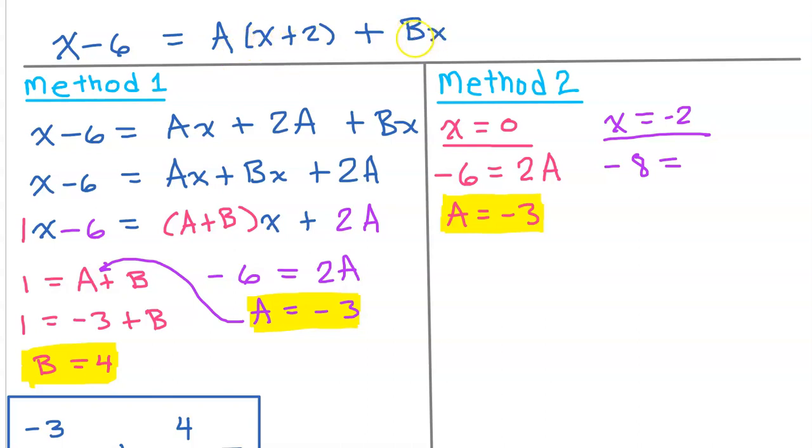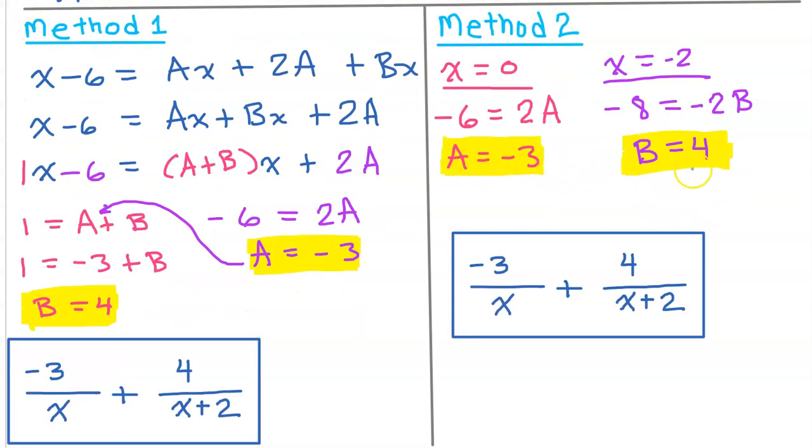But we are still left with b times -2. In other words, -2b. We can solve for b by dividing both sides by -2. That gives us b is equal to +4. These are the same values that we got by using method 1, so of course when you plug them back in, you get the same answer.